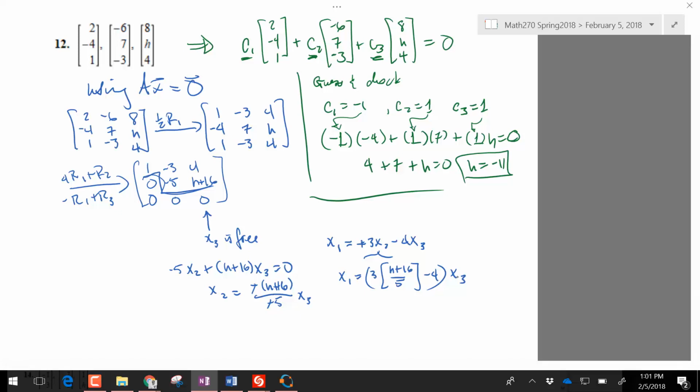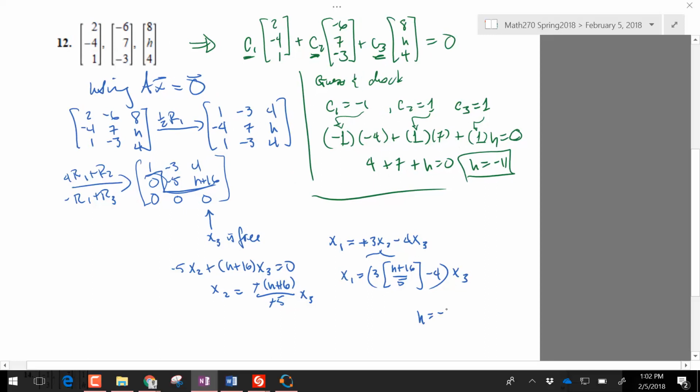So are we going to have issues with anything here in particular? Could h have been anything? We said h should be -11 here, right? So what if h was equal to -11? Would this work? Looks like it would work, right? So h equals -11 works for this.